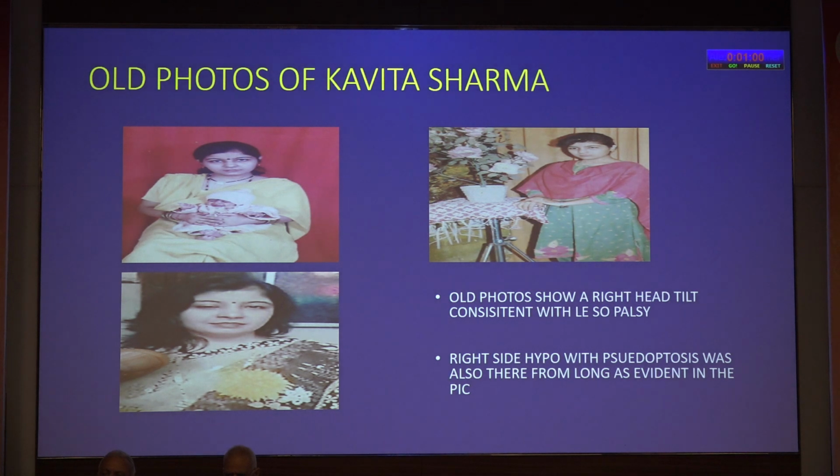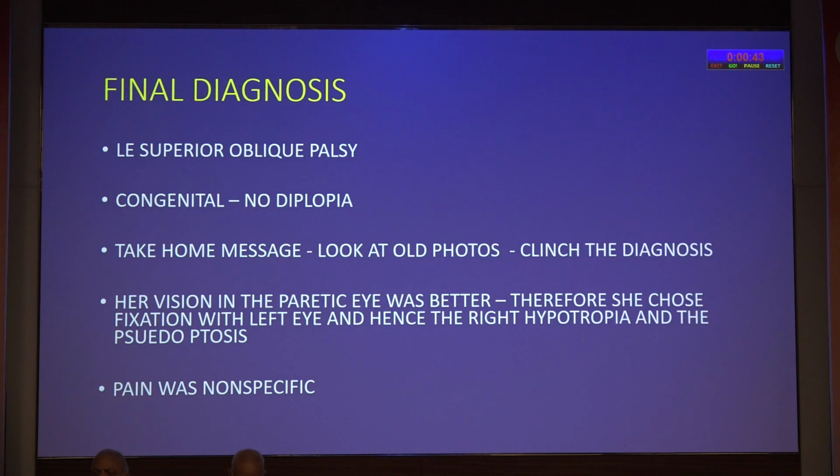All I did was ask the patient for old photographs, and when we saw the old photographs, you see that the tilt has always been there, and in the lower photograph, you see that the ptosis was also always there. So the right-sided hypo with the pseudoptosis was evident from long, and hence this was a long-standing problem. It was actually a left superior oblique palsy. It was congenital, and that's why the patient didn't have any diplopia. The take-home message here is, look at the old photographs.